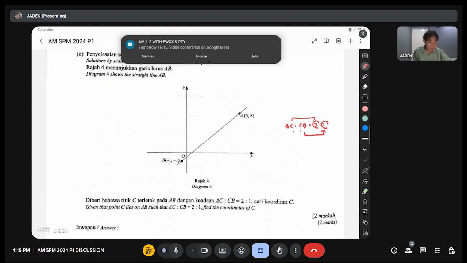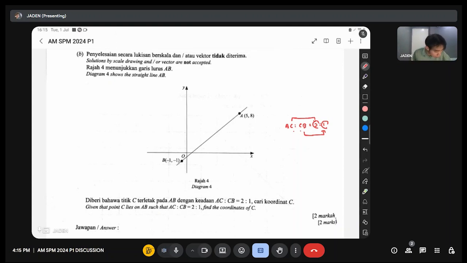Now, AC itself is 2. 2 is larger than 1, right? So AC, the gap between A and C, should be longer compared to C to B. So this is C here, the ratio is 2 here. See, it's longer. And then from C to B should be shorter. For your coordinates here, you have X and Y. And how are you going to find this X and Y?